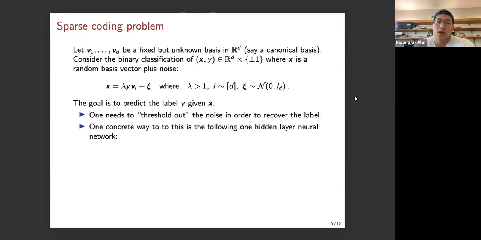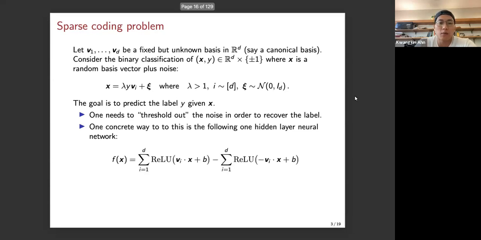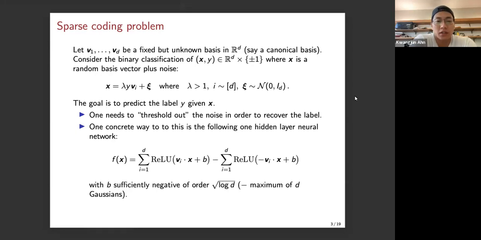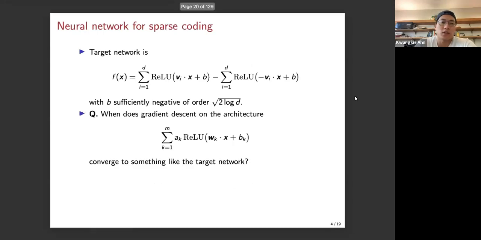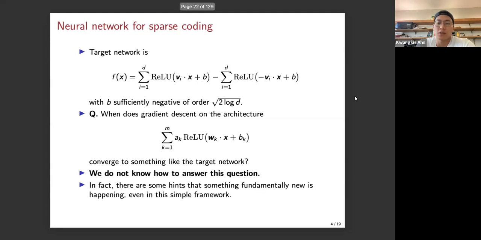One concrete way to do this classification is the following one hidden layer neural network, defined as this. The intuition is that if B is sufficiently negative, of order negative square root log D, then this ReLU network will play the role of the thresholding operator. So given this target network, the natural question is, when does gradient descent on this parameterized architecture converge to something like the target network? And it turns out this question requires some new understanding of optimization.